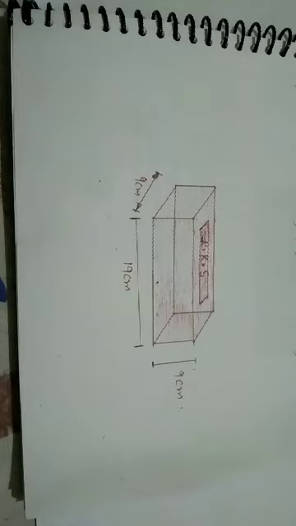The diagram here represents the size of standard size brick, in which the length is 19 cm, the width is 9 cm and the height is 9 cm. So this is the size of the standard size brick, that is 19 cm into 9 cm into 9 cm.